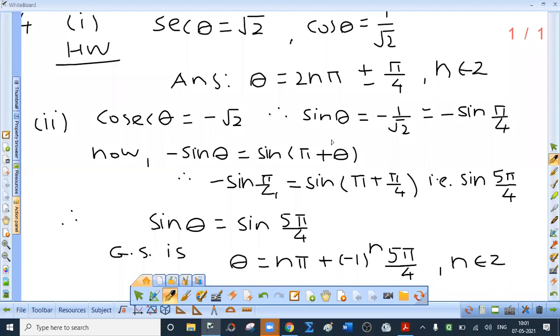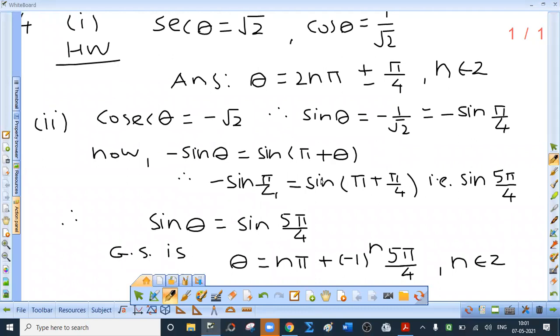Second, cosec theta is minus root 2. So what is sine theta? Minus 1 by root 2. Now sine pi by 4 is 1 by root 2, right? After this, we have to say minus sine theta is sine of pi plus theta. You may also argue sine of 2 pi minus theta is also minus sine theta. I agree. But we have to consider the smallest possible angle. Is that clear? And that is why I have written minus sine theta is sine of pi plus theta.